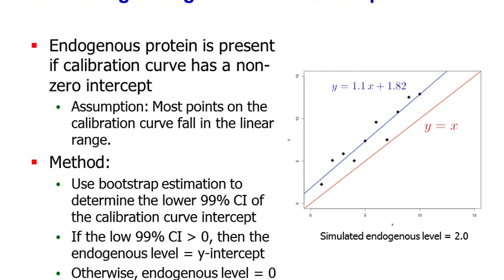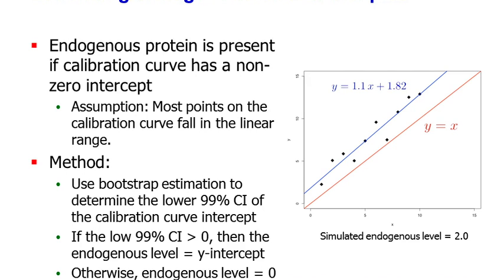I'll spend 2 minutes on endogenous detection and then I'm done. So if there is an endogenous level present in your sample and the concentration range you're looking at is reasonably linear, then you expect your calibration curve to just shift up. So the idea is, if you can find the y-intercept and you can statistically say that the y-intercept is not 0, then whatever the y-intercept is, that is your endogenous level. So that's the simplistic assumption that it makes. It works when all the assumptions are satisfied, but in many cases it may not work.